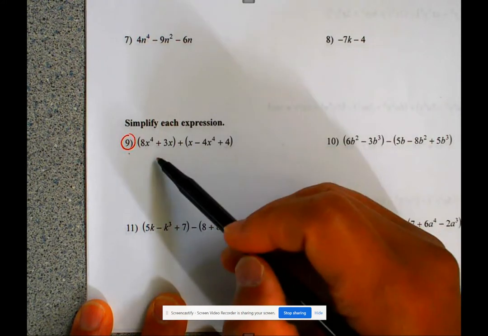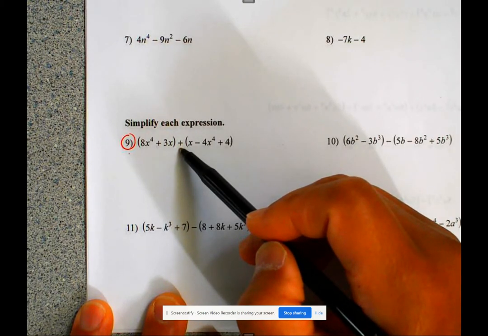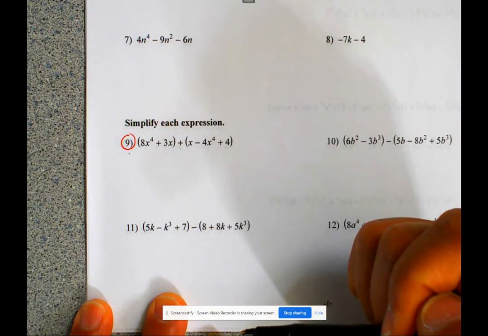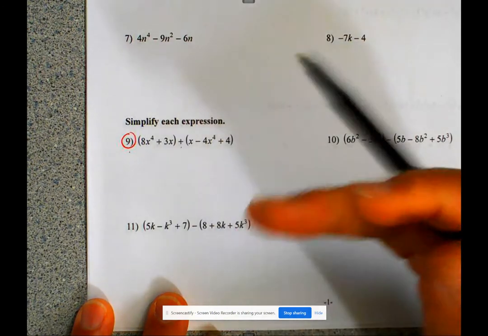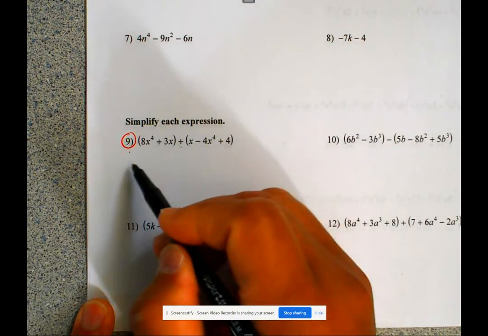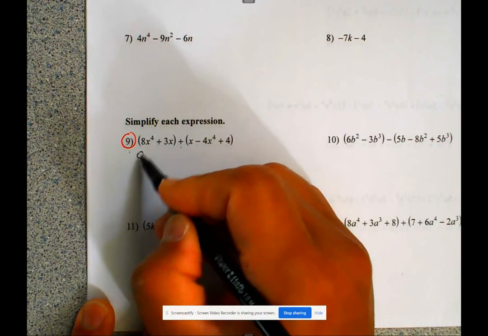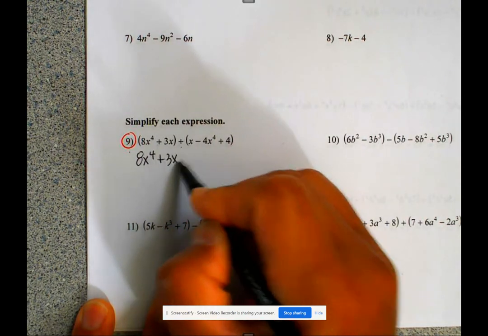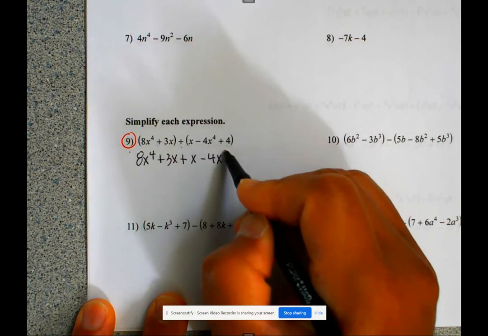So in this case, if you see a parentheses with sum or addition in between those 2 parentheses, I like to just rewrite them, just to kind of organize our work. Okay, some of you guys are not organizing each step. So I like to just kind of rewrite this without the parentheses. So this is 8x to the 4th plus 3x plus x minus 4x to the 4th plus 4.